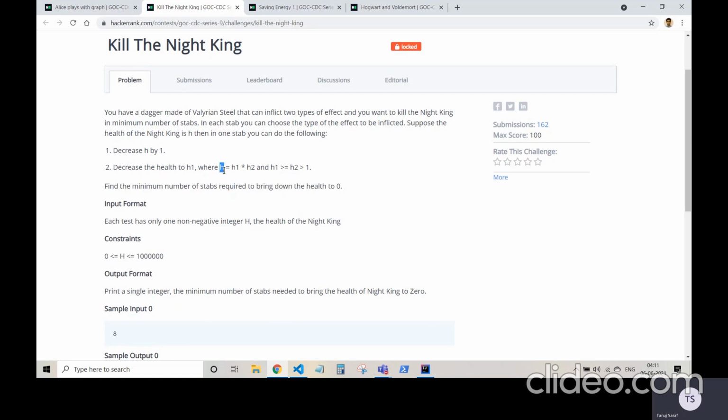So h is written as h1 into h2. So the first thing we see is that it is some divisor of h, right? h1 and h2 both divide h, and both of them are greater than 1, right?